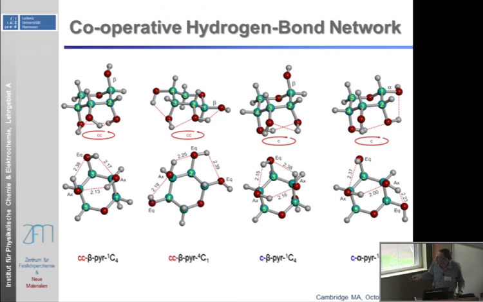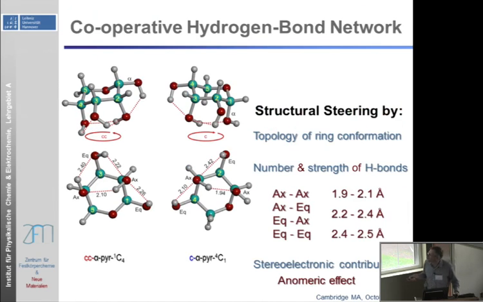which then correspond to these cooperative hydrogen bond networks, which are counterclockwise or clockwise. These all are pyranose rings. And we have three beta forms here, and three alpha forms.